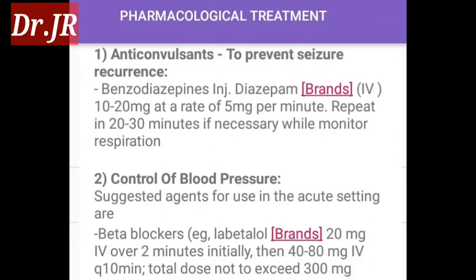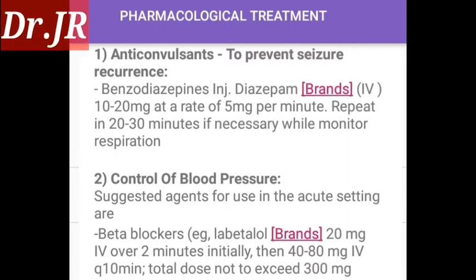Pharmacological treatment of hemorrhagic stroke: anticonvulsants to prevent seizure recurrence, benzodiazepines, injection diazepam IV, 10 to 20 mg at a rate of 5 mg per minute. Repeat in 20 to 30 minutes if necessary while monitoring respiration.